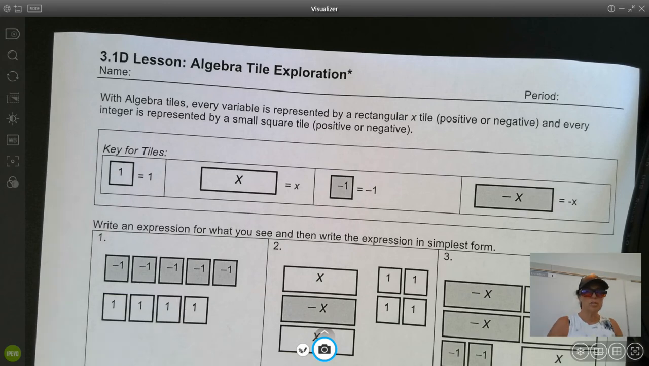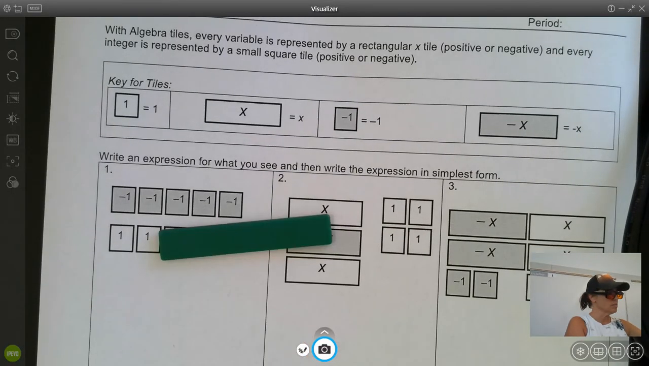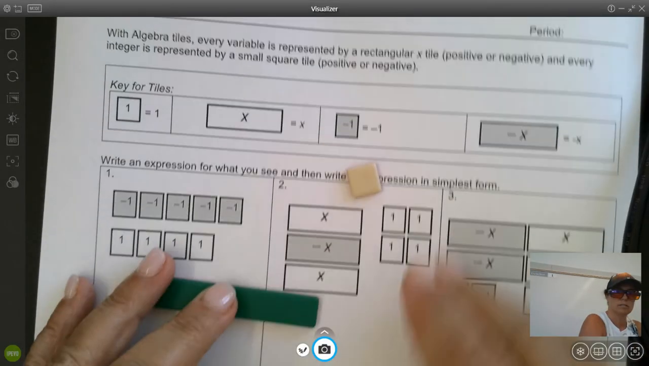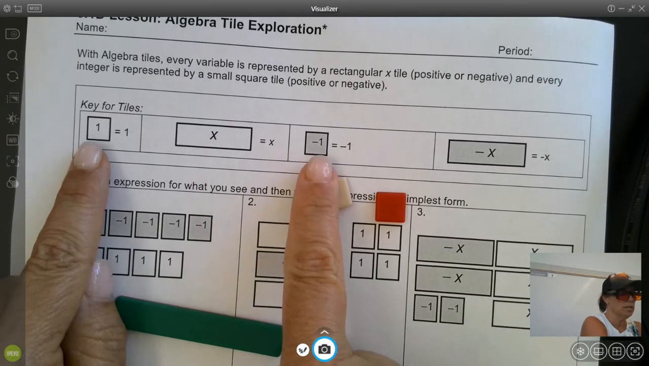Right, everybody, so this is 3.1D. We're going to start looking at tiles that are other than positive and negative 1. So if you were sitting in class, this would represent positive 1. This would represent negative 1, just like shown here.